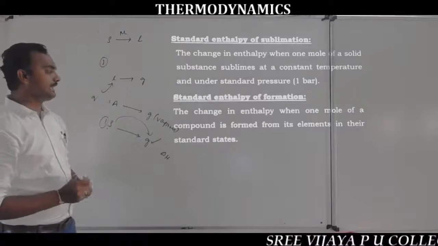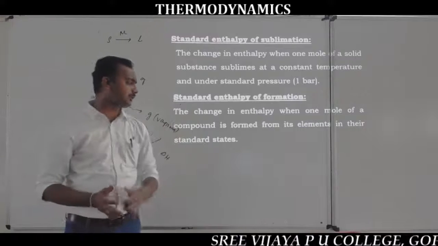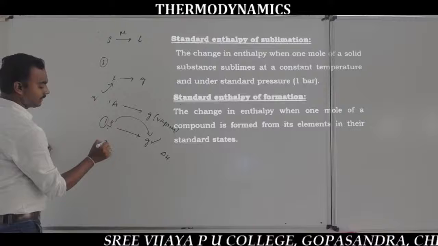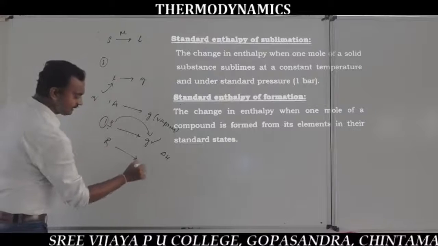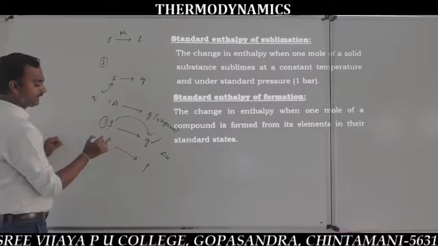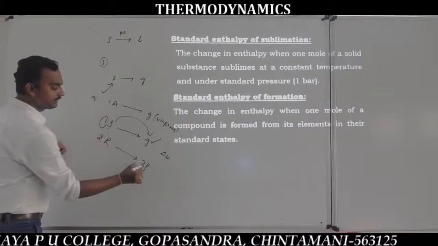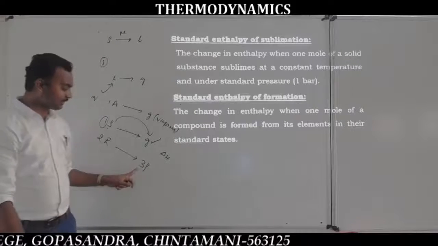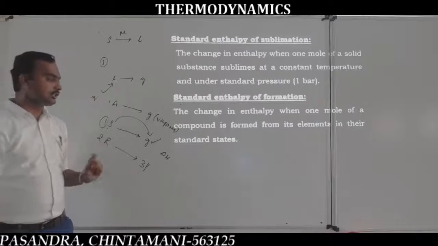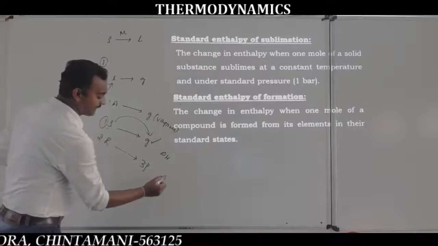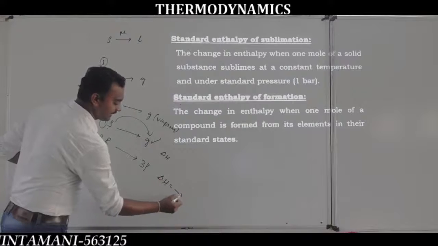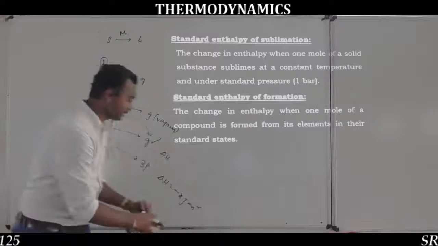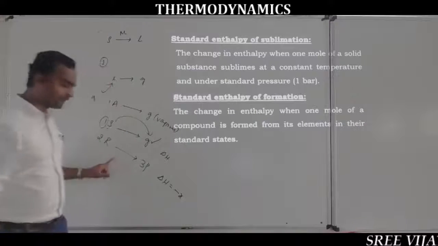One more thing is standard enthalpy of formation. Formation means, for example, let R be the reactant that is converted into product. In the reaction, 2R gives 3P. Let me take 2 moles of reactant reacting to give 3 moles of product. Now they give a value, delta H is equal to minus x joule per mole, which is the enthalpy change for this reaction.